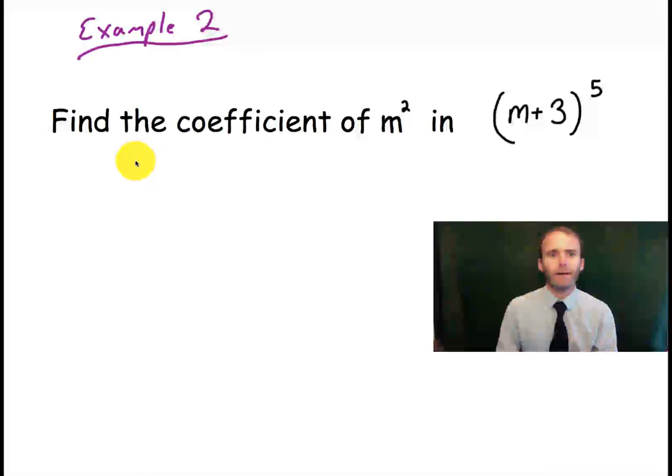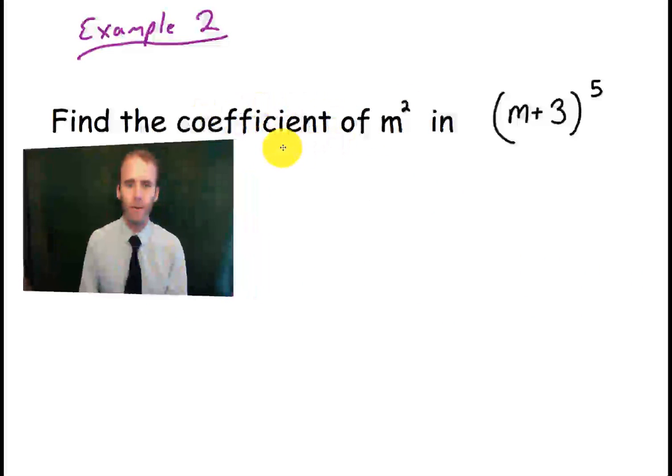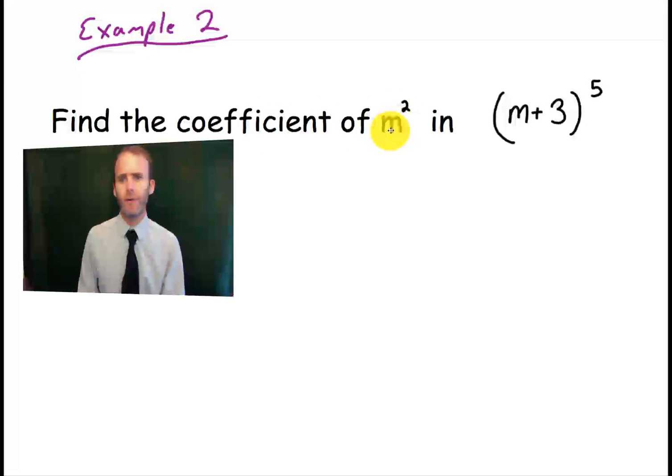Okay, let's look at this question. This one doesn't ask you to expand the whole binomial. It just asks to find the coefficient of m squared. So coefficient. Ooh, what's that word? Coefficient. Well, if you remember back, that's the number that comes before the variable. So we're looking for what is the coefficient of m squared. What goes in front of the m squared term in this binomial raised to the fifth power?